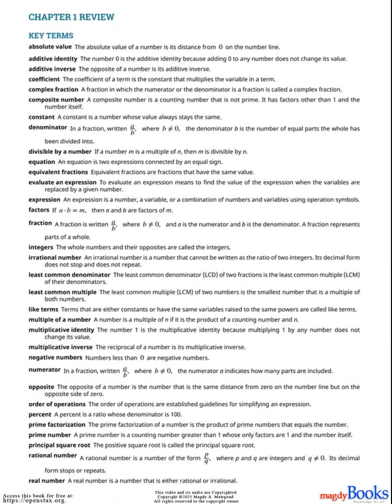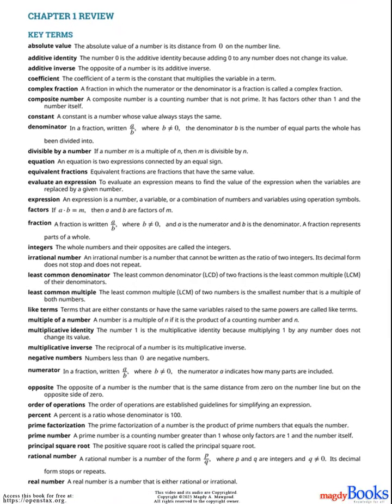Chapter 1 Review. Key terms. Absolute value. The absolute value of a number is its distance from zero on the number line. Additive identity. The number 0 is the additive identity because adding 0 to any number does not change its value. Additive inverse. The opposite of a number is its additive inverse.